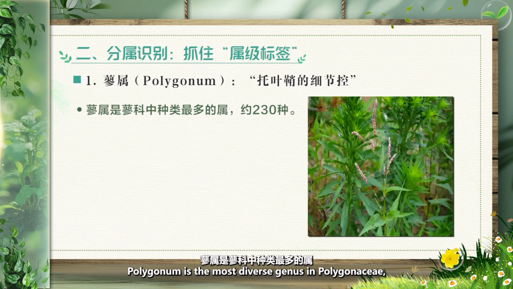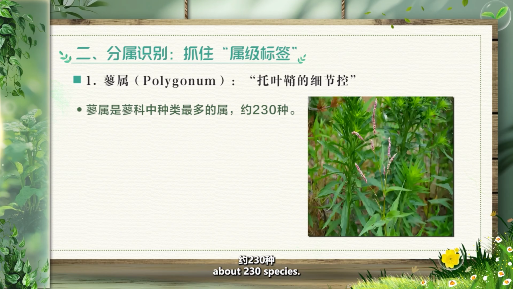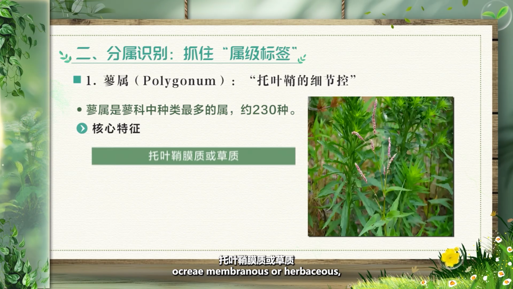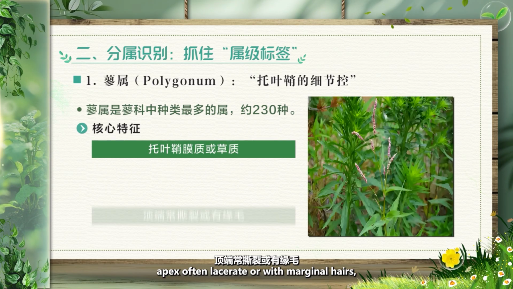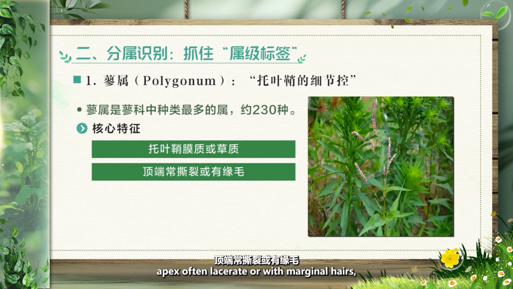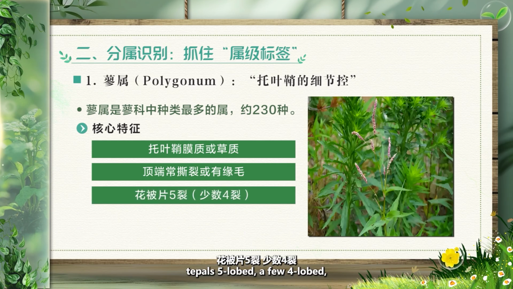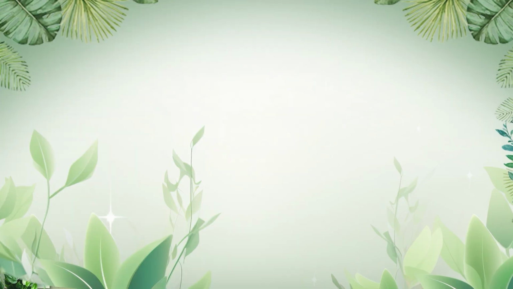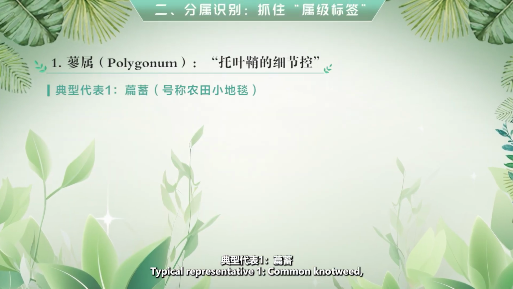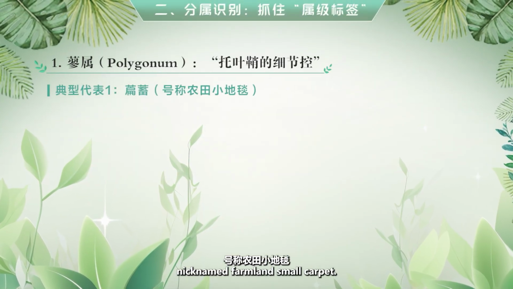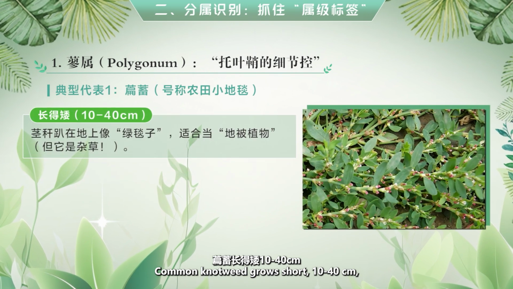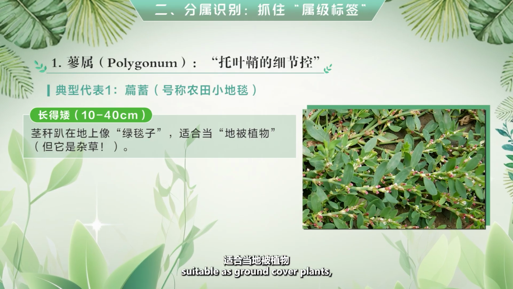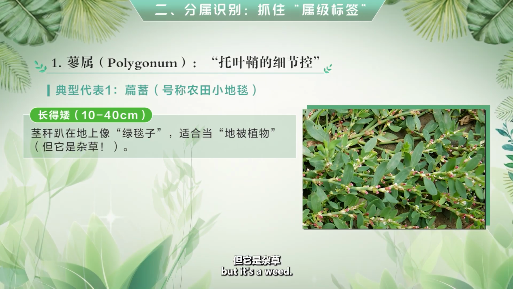Polygonum is the most diverse genus in Polygonaceae, about 230 species. Its core characteristics are ochrea membranous or herbaceous, apex often lacerate or with marginal hairs, tepals 5-lobed, a few 4-lobed, achenes 3-angled or biconvex. Typical representative 1. Common knotweed, nicknamed farmland small carpet. Common knotweed grows short, 10 to 40 cm. Stems lie on ground like green carpets, suitable as ground cover plants, but it's a weed.